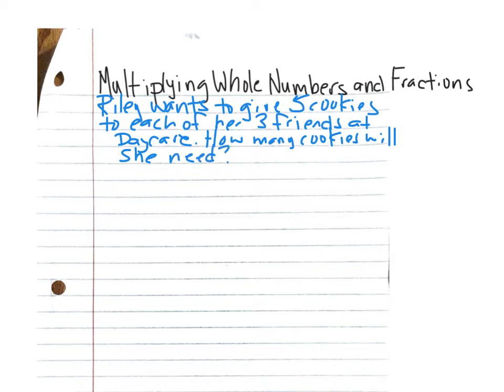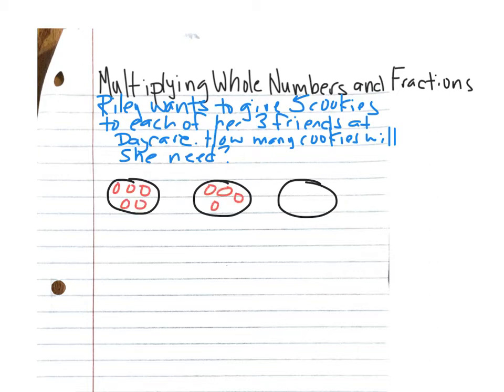In this situation, I'm going to draw a visual model. So what we're going to have is her 3 friends. So here's friend number 1, here's friend number 2, friend number 3. And each of those 3 friends is going to get 5 cookies. So our multiplication problem that we would see is 3 groups of 5 or 3 times 5, which would give us 15 cookies.